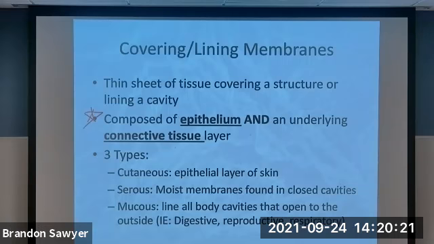They're composed of both epithelium and connective tissue. There's a few different types: the cutaneous one, which we'll get into next week when we talk about the skin; what are known as serous membranes, which we'll talk about in a sec; and then mucous membranes. We've been talking about those the whole time, lining the respiratory tract and the digestive tract. So let's talk a little bit more about the serous membranes first.